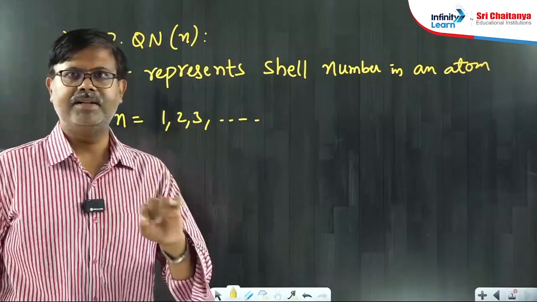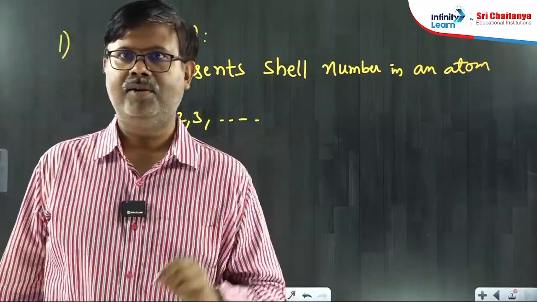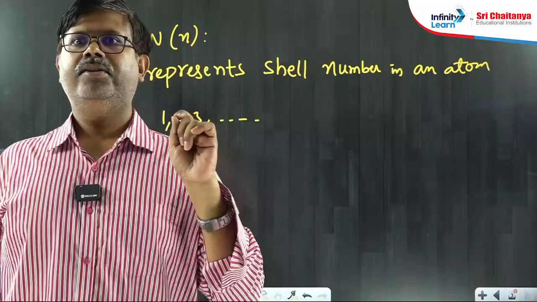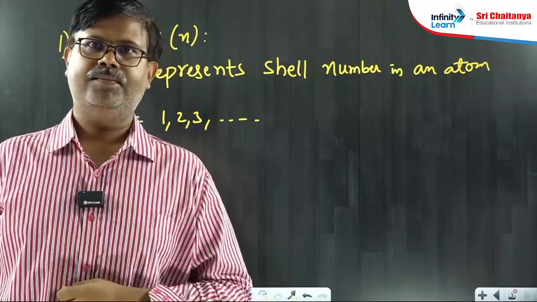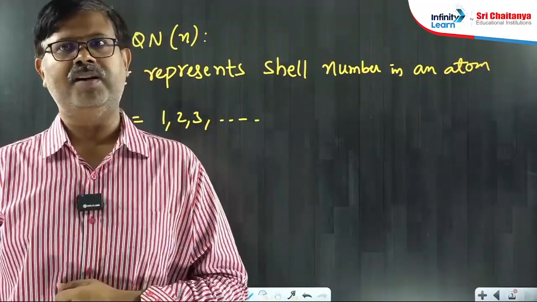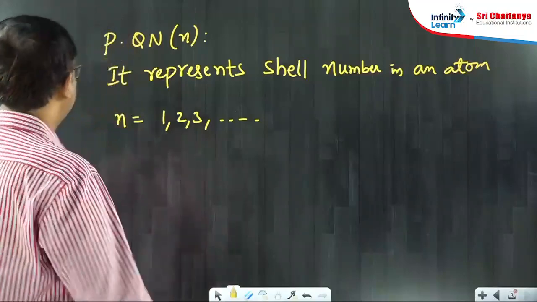Now, in that particular city or shell, as we call it in an atom, there will be many streets. That is azimuthal quantum number. Let's take that azimuthal.